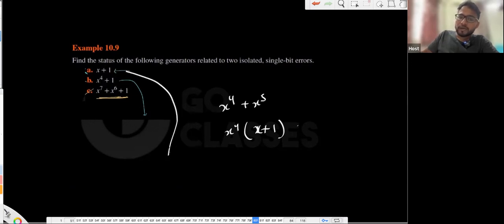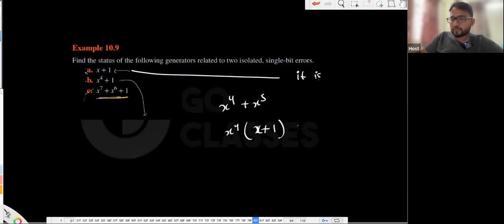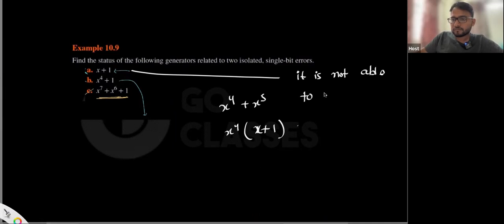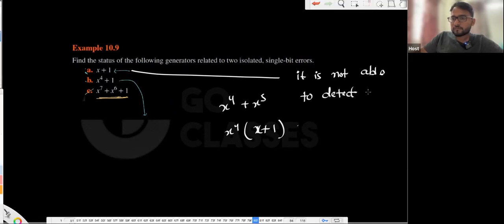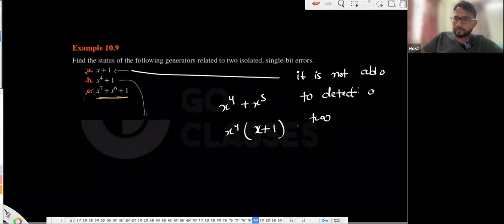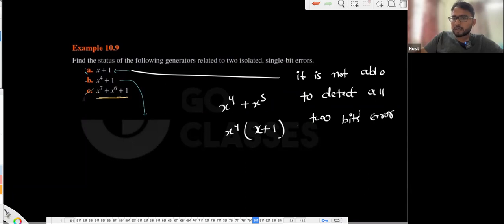So it is not able to detect all 2 bit errors of distance 1, right?